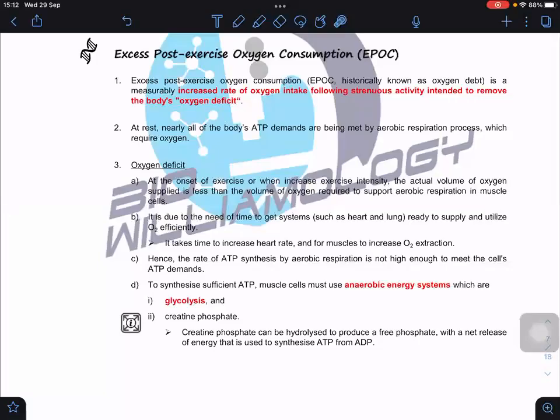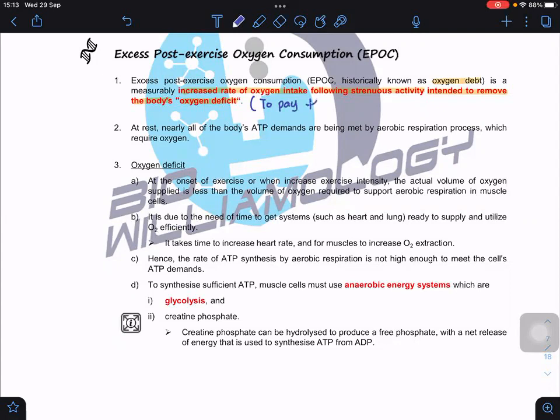Okay, so now let us look at this. What does EPOC mean? EPOC, or excess post-exercise oxygen consumption, was previously known as oxygen debt. If you learned oxygen debt before, the new term is actually called EPOC. It's a measurement of the increase in the rate of oxygen intake following strenuous activity, intended to remove the oxygen debt in the body.